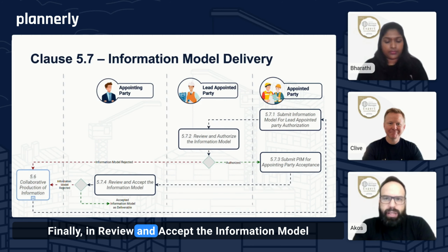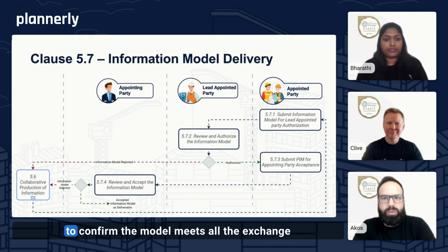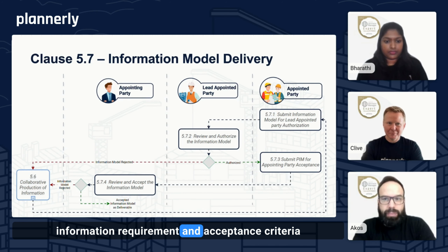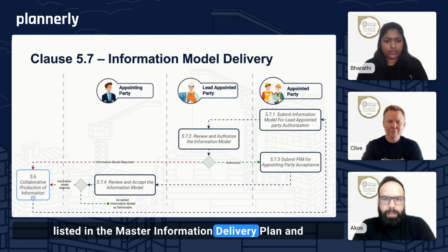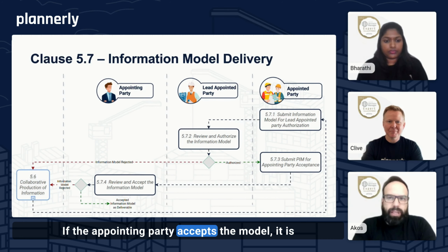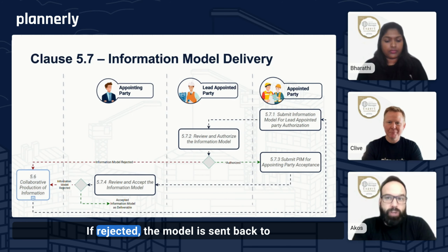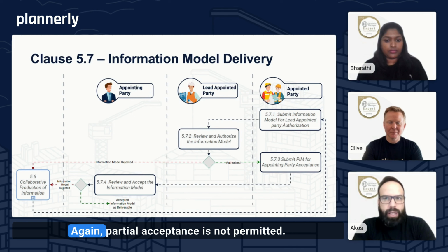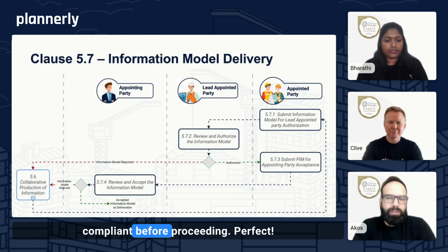Finally, in review and accept the information model step, the appointing party conducts a detailed review to confirm the model meets all the exchange information requirements and acceptance criteria, matches the deliverables listed in the Master Information Delivery Plan, and fulfills the required level of information need. If the appointing party accepts the model, it is marked as a published deliverable within the CDE. If rejected, the model is sent back to the lead appointed party for further updates. Again, partial acceptance is not permitted. The model must be fully compliant before proceeding.